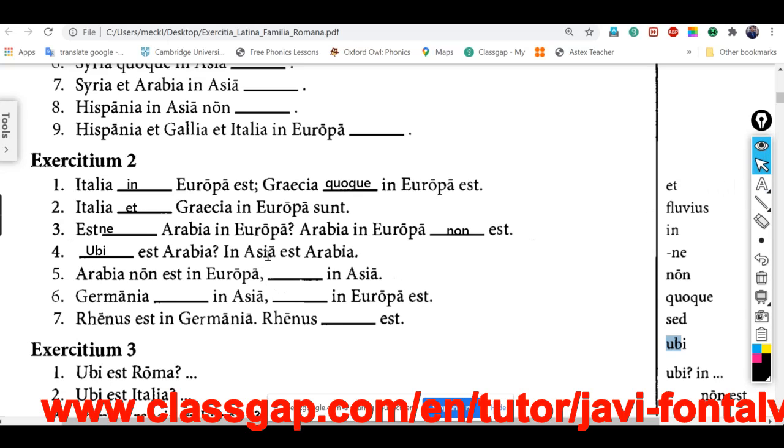So notice here you have a long A. We'll talk more about this later. So in Latin, you also have long and short vowels. That's why you can see this macron over some vowels. So it will be pronounced a little bit longer in time, yeah? Arabia non est in Europa. Est. Sed in Asia. Sed. What does sed mean? But. Pero, sí, no en español, ¿ya?